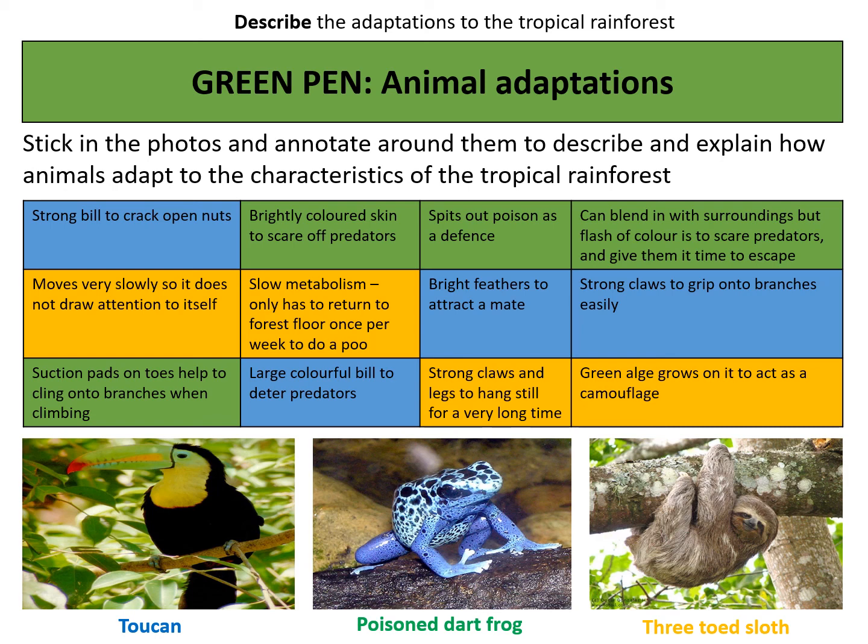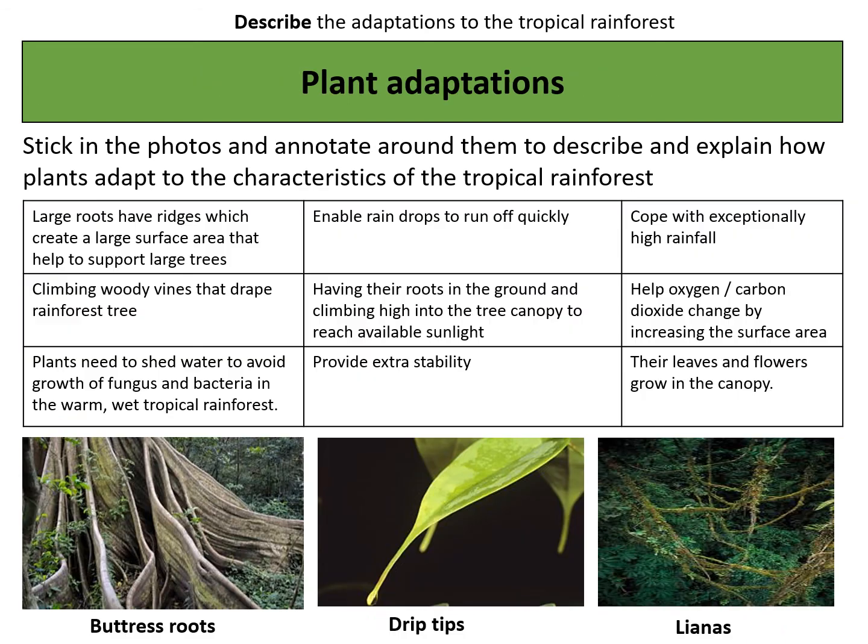So pause it here, make sure you've green penned your work, and then let's move on to look at the plant adaptations. So we can see here the plant adaptations. We have drip tips, buttress roots, and lianas.